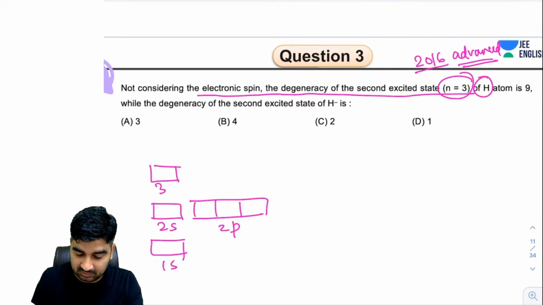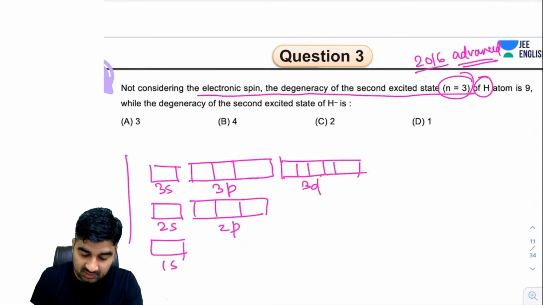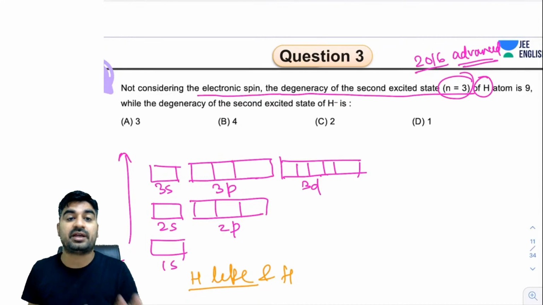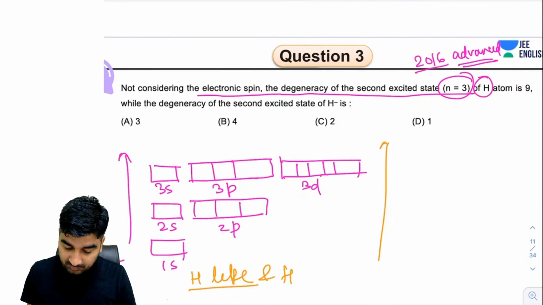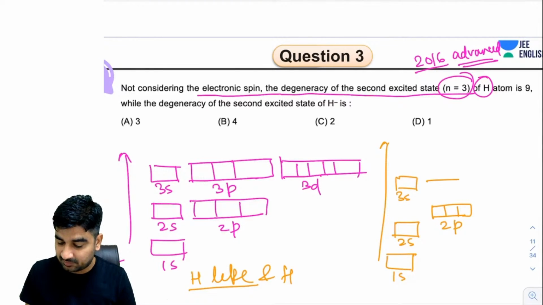And if I say 3s, 3p, and 3d. So this is the energy graph, and this is energy for hydrogen and hydrogen-like species. But for other species, it will be like this is 1s, this is 2s, and 2p will have slightly higher energy. Similarly, this is 3s, this is 3p, and this is 3d.